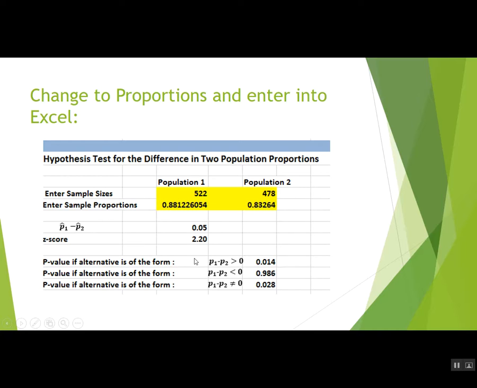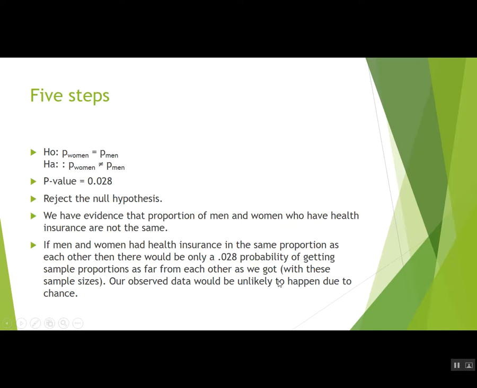Well, the alternative was not equal in this case. We just want to know are they the same or not the same. And we see 0.028, which is statistically significant. If we go through all 5 steps, the null is that the proportion of women is equal to the proportion of men. The alternative is that they're not equal because of the way the original research question was worded.